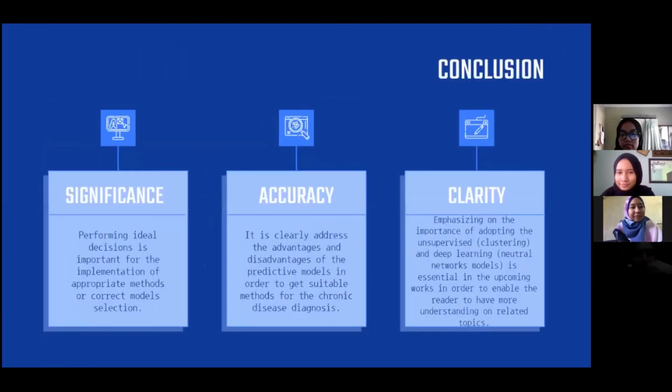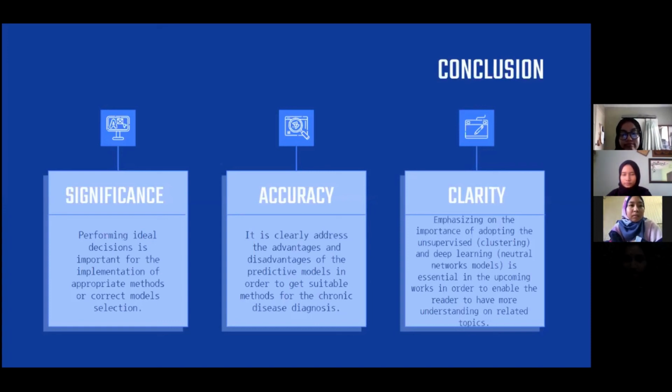Okay, the critical review has evaluated the article "Applications of machine learning predictive models in the chronic disease diagnosis" by the authors. I have divided it into three parts, which are the significance, accuracy, and clarity. In the significance part, the authors highlight that performing ideal decisions is important for the implementation of appropriate methods for correct model selections. In this article, it clearly addresses the advantages and disadvantages of the predictive models in order to get suitable methods for the chronic disease diagnosis.